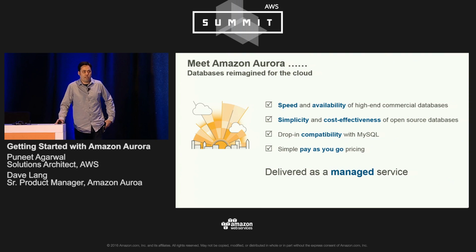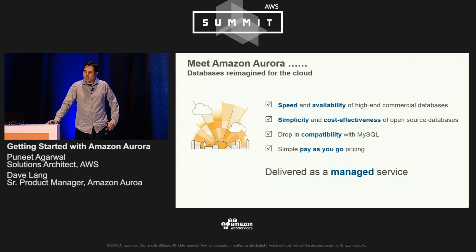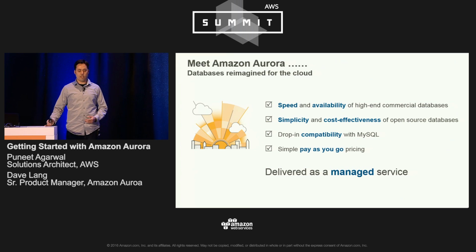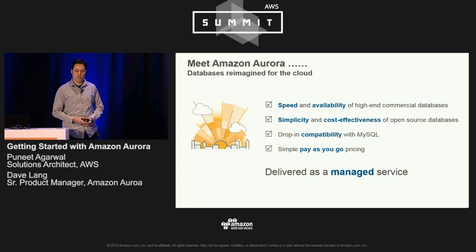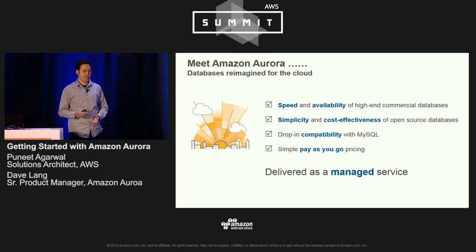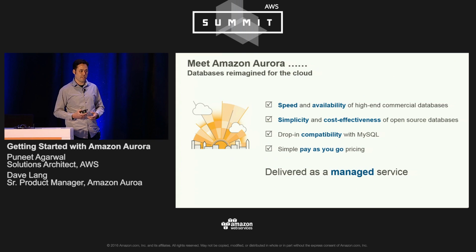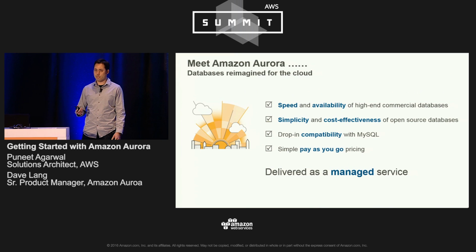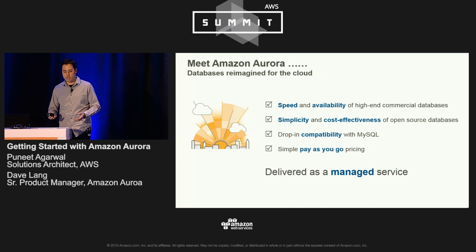Aurora was designed to be a managed database that gives you the speed and the availability of a high-end commercial database while offering the simplicity and the cost-effectiveness and the lack of licensing lock-in of an open-source database like MySQL. Aurora is a fully MySQL 5.6 compatible database. It's designed to be a drop-in replacement for MySQL, so that we just want it to be easy for customers to get in and out of Aurora as they need.